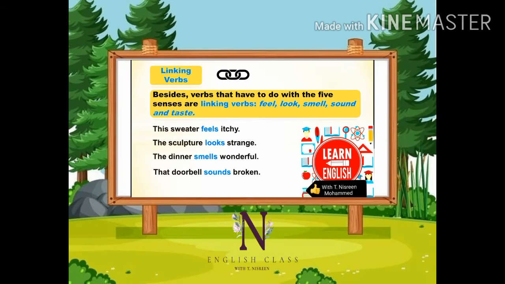Besides, verbs that have to do with the 5 senses are linking verbs too, such as feel, look, smell, sound, and taste. For example, this sweater feels itchy. Feels is the linking verb in this sentence. The sculpture looks strange. Looks too is a linking verb. The dinner smells wonderful. Smells here is a linking verb in the sentence. The doorbell sounds broken. Sounds is a linking verb in the sentence.